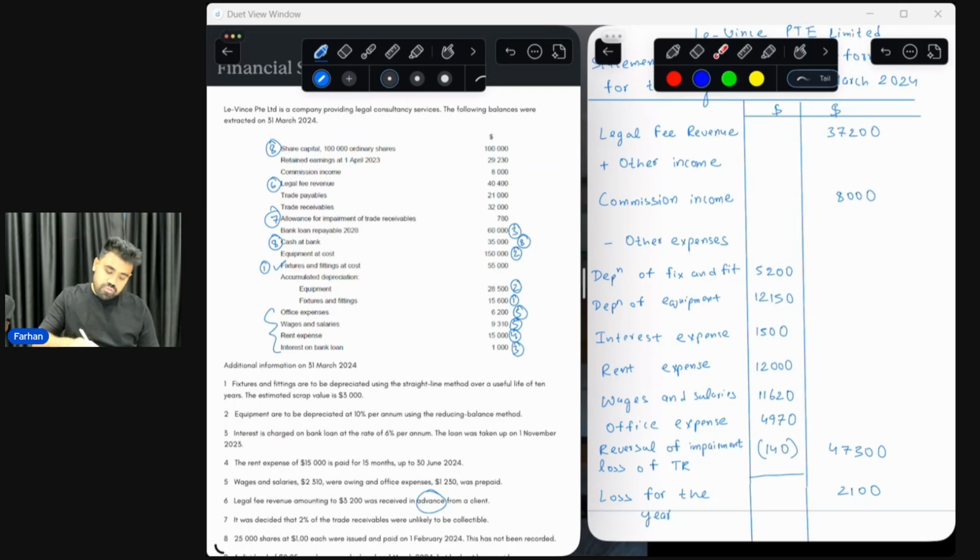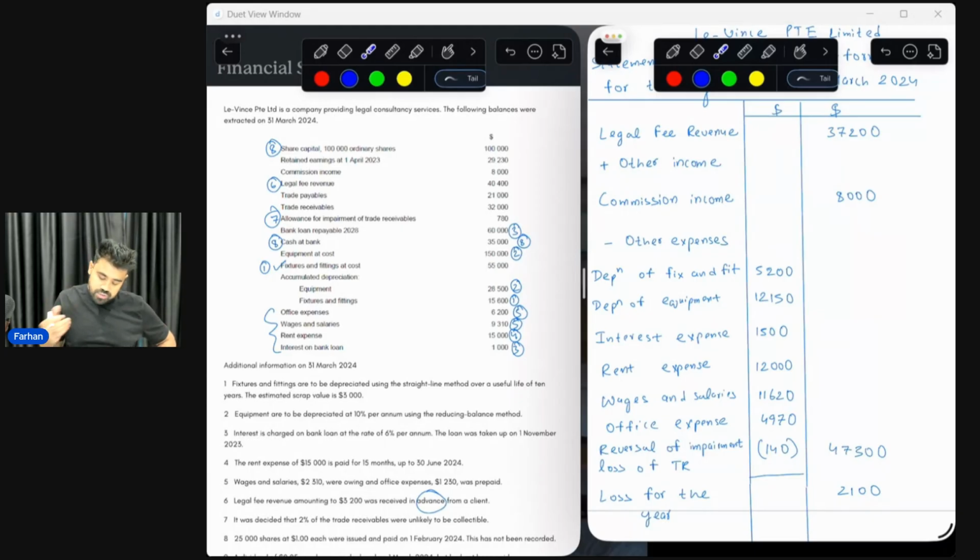So let's start with the first additional information that we used, where we found the depreciation of fixtures and fittings to be 5,200. If you remember at the beginning of our lesson today, okay? So 5,200, and then you have got depreciation of equipment of 12,150, which is calculated using the reducing balance method. Then additional information number 3, we found interest expense of 1,500, and we had a discussion regarding why this is 1,500. Okay. And then we included the rent expense of $12,000, which is the monthly rent expense of $1,000 multiplied by 12 months, which relates to 31 March 2024, and that is $12,000.